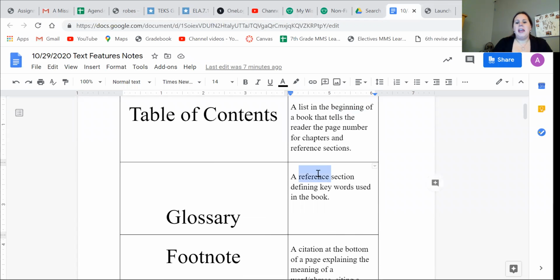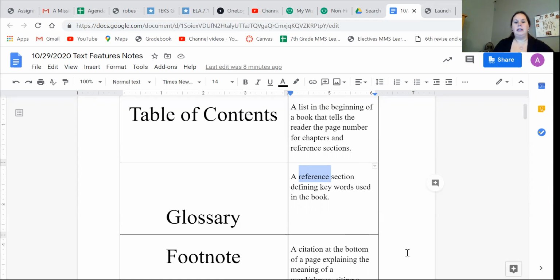Your glossary is a reference section. It's not part of the typical reading. It is something for you to refer to if you need it. That glossary is going to define key words that you may not know within the book. And most of the time, for 7th grade, those unknown words are going to be identified within the book so that you know, hey, I don't know what this word means, I know it's in the glossary. We're going to talk about how you know those words, but usually they're going to be in bold, maybe they could be in a different color, but they are there to stand out so that you know what they are.